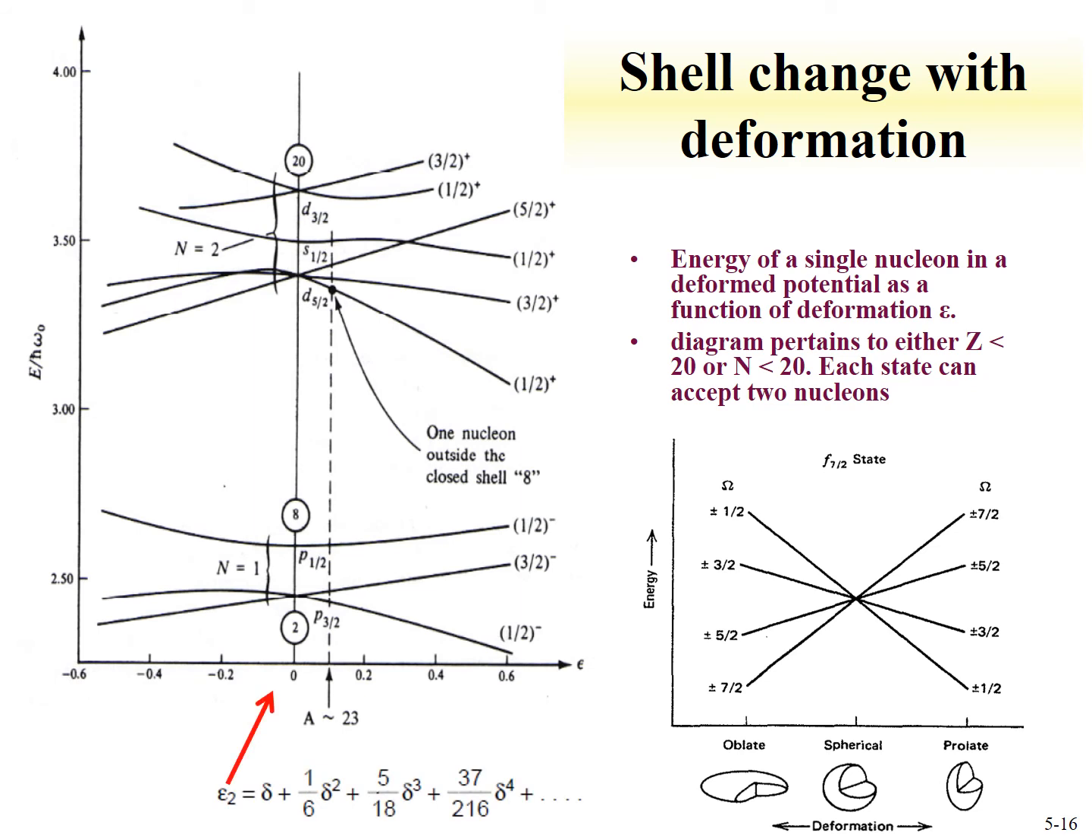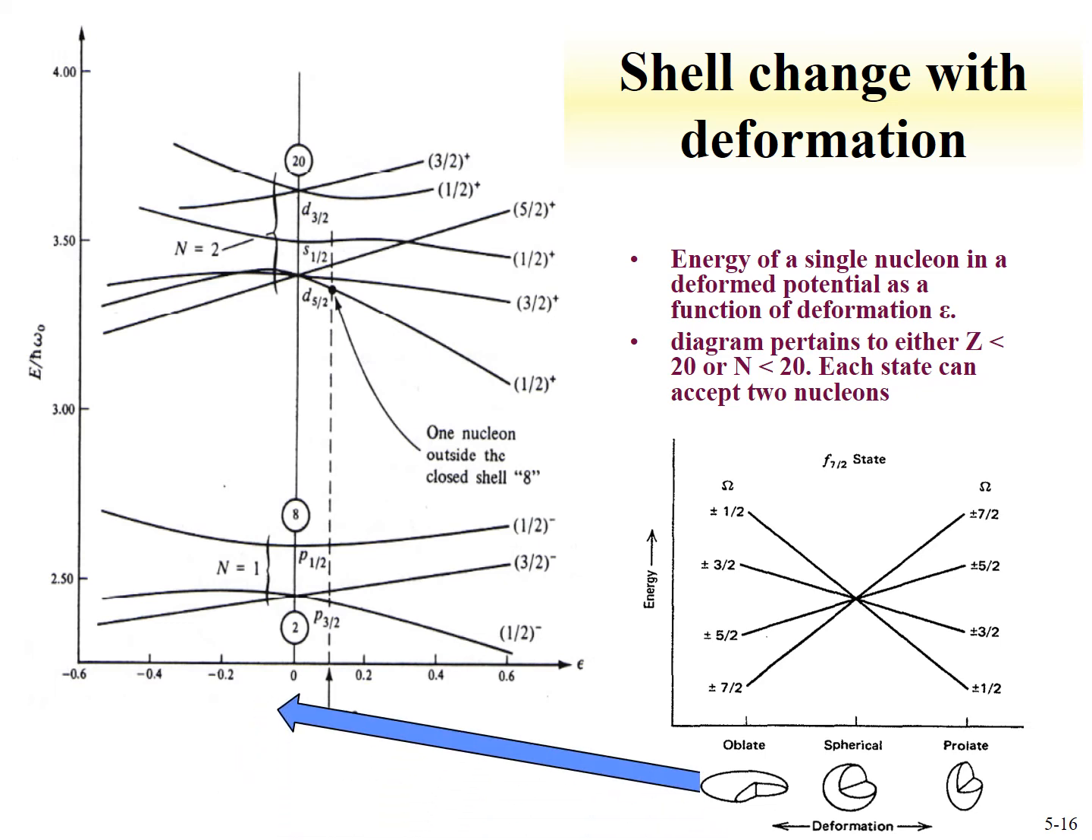This deformation parameter is shown here, and the oblate nucleus will have a negative deformation parameter, and the prolate nucleus will have a positive deformation parameter, and for a spherical nucleus, the deformation parameter will be 0.